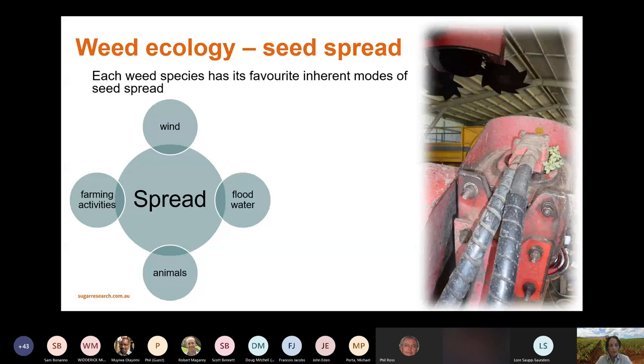So next I'm going to talk about seed spread. Every weed species and every seed has its favorite inherent modes of seed spread. Mainly the favorite modes of seed spread are the wind, the flood water, the animals, or the farming activities. Farming activities are more or less the only one we can have an impact on. We found that unclean machinery can transport weed seeds from block to block, farm to farm, or even across regions. More work needs to be done in sugarcane to improve the biosecurity in terms of weed spread. Very little is done. More work also needs to be done to understand the main dissemination pathways for all sorts of weeds.